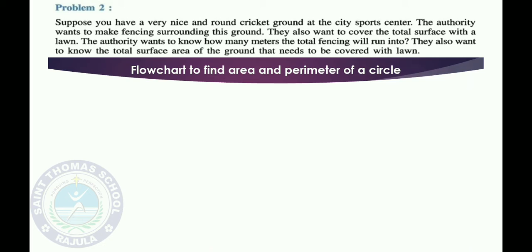Only the radius value, because the formula is 2 pi r square. So r refers to the radius of the circle, and that value you have to provide over here. Only the radius value. Then after input, what will come? Processing. So what is the process? First find the area, and then after that find the perimeter.